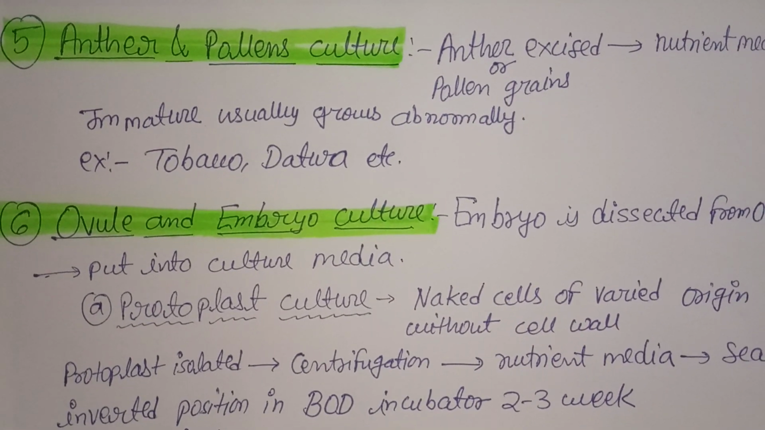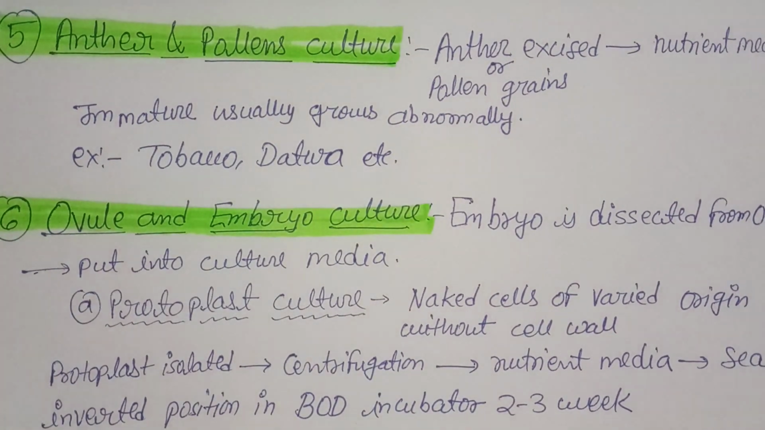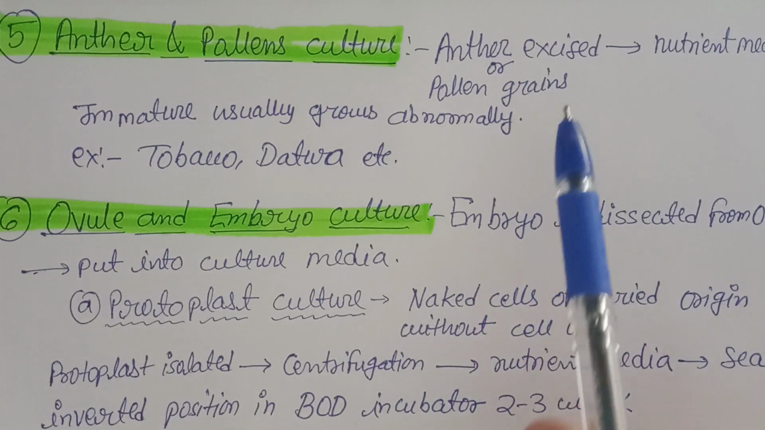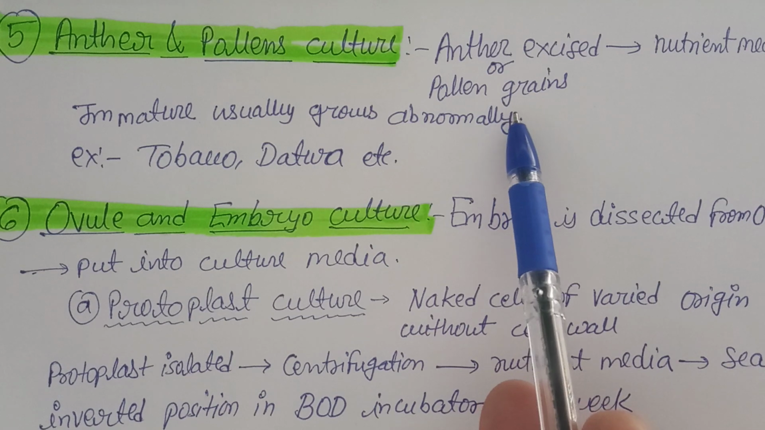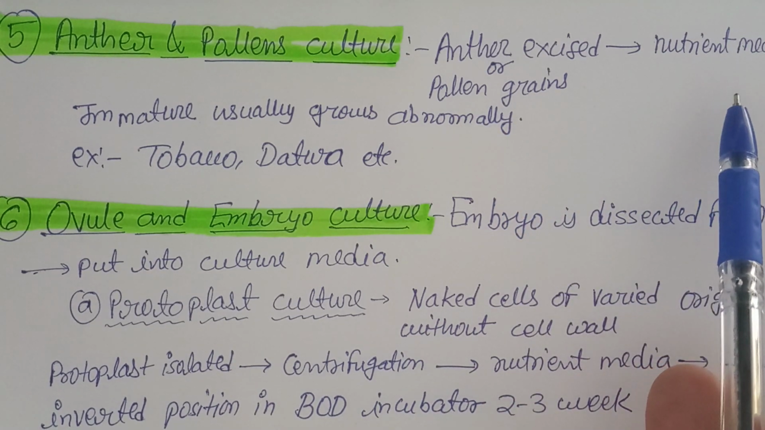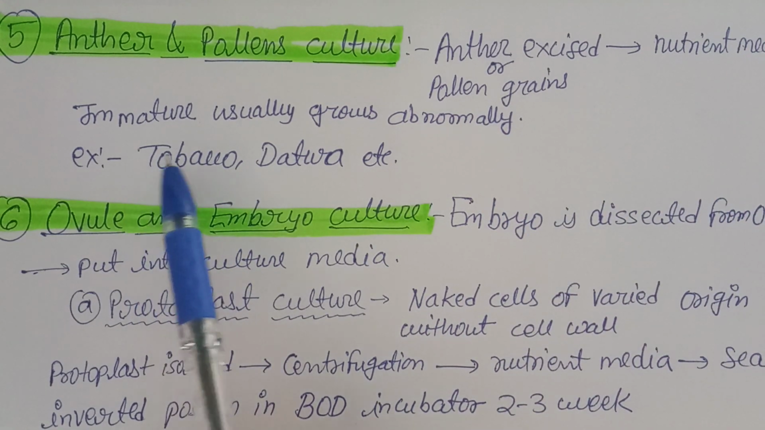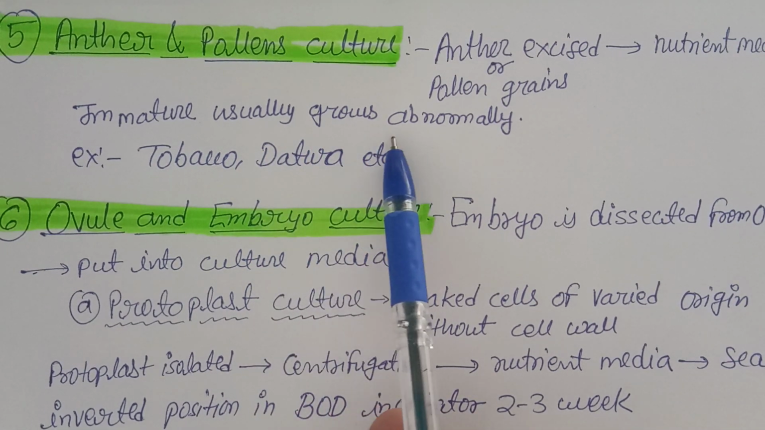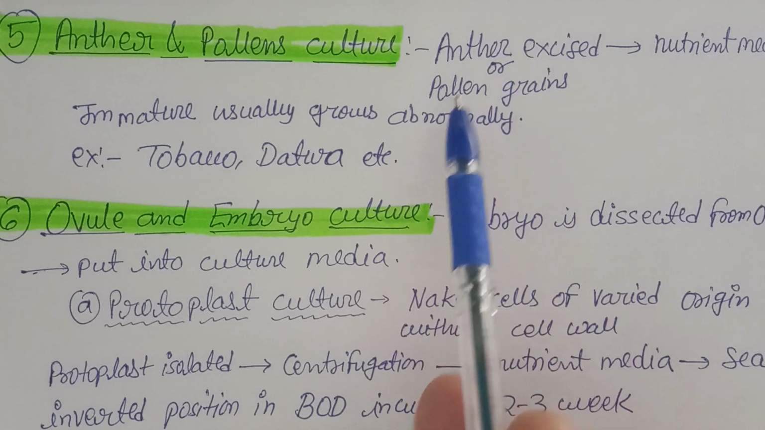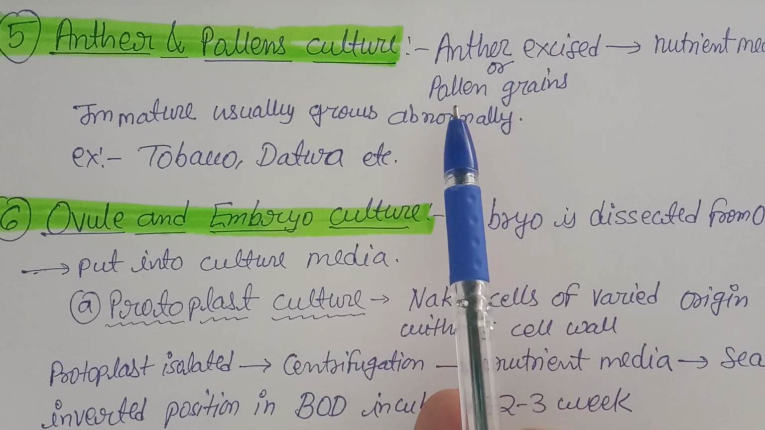So when we talk about the anther and pollen, as the name indicates, the anther is going to be excised, and after that the anther or pollen grain has to be placed into the nutrient medium. The immature anther and pollen usually grow abnormally, right? So we have to take care: whenever we are selecting the anther and pollen, it has to be a mature one.